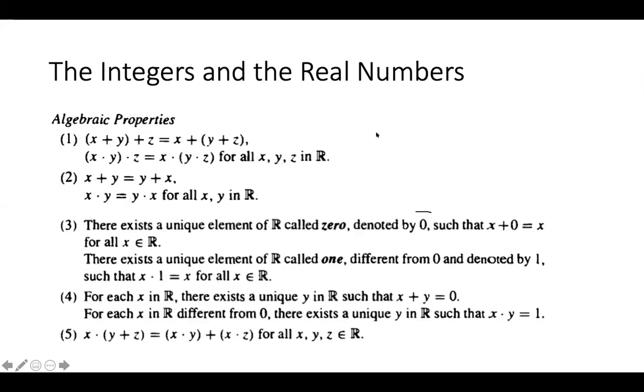And these are basic algebraic properties, which is to say that x plus y plus z is equal to x plus y plus z, and x times y times z is x times y times z for all x, y in R, and so on. These are elementary properties. You can have a look at this. I don't think it's worth me reading this.